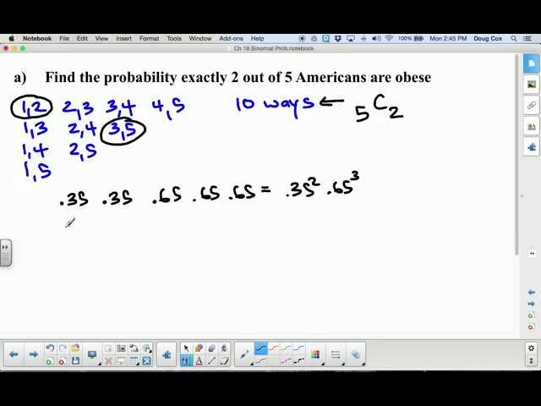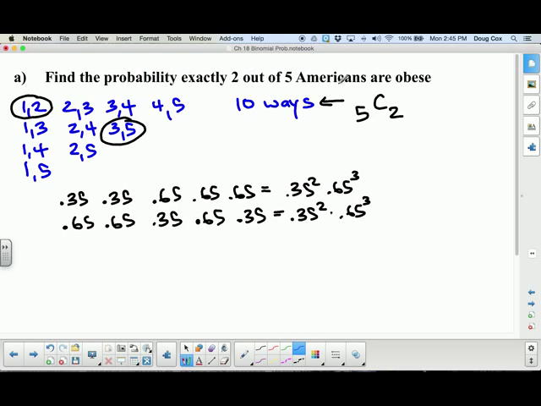So the first person would not be obese. The next person would not be obese. The third person's obese. The next person's not obese. And then finally, the last person is. So once again, if we multiply this together, you'd wind up with 0.35 squared times 0.65 to the third power. So you can see, no matter which way we do this, we wind up with basically the same calculation.